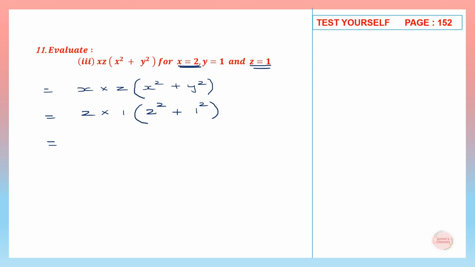So now let's multiply. 2 ones are 2 and in brackets we have 2 2s are 4 plus 1. So this is 2 into 4 plus 1 is 5. 2 5s are 10. So our answer here is 10.